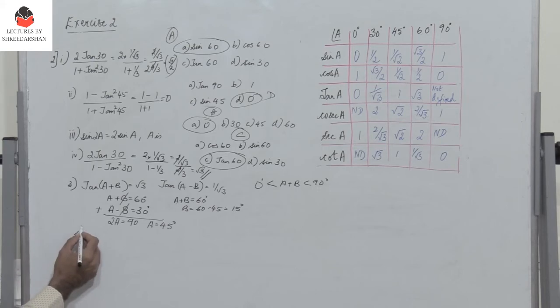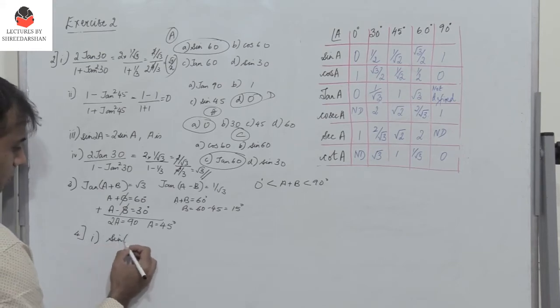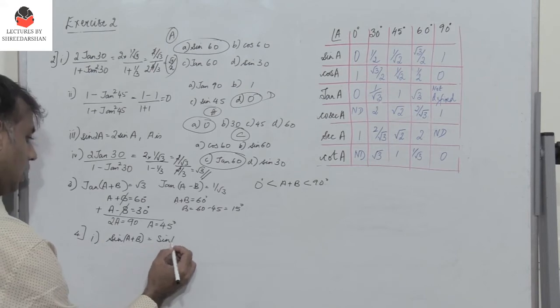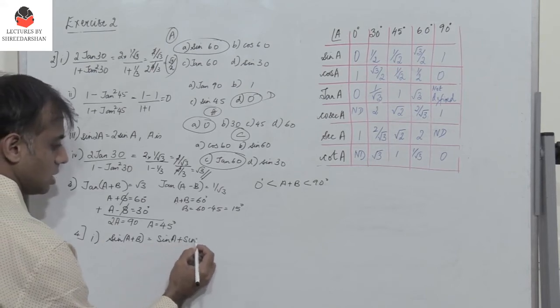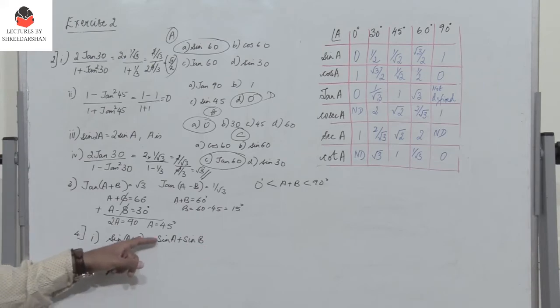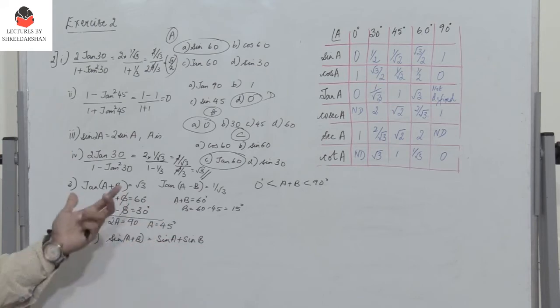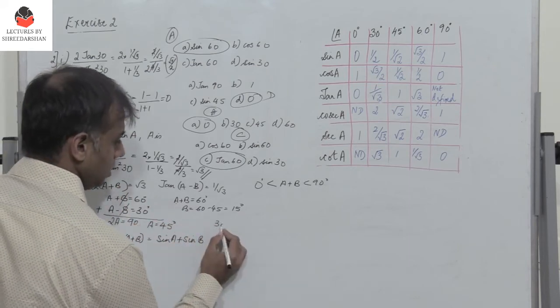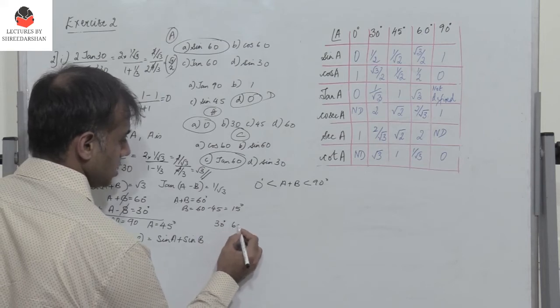So the last and the most interesting part, true or false. Sine(A+B) equals sine A plus sine B. Is it true? No, not so. So I have sine(A+B) equals sine A plus sine B. Is it true? Let's take an example. Let's assume that A is 30 and B is 60.